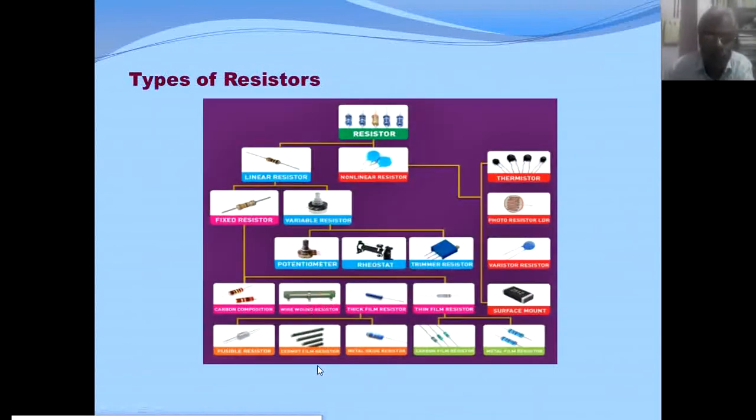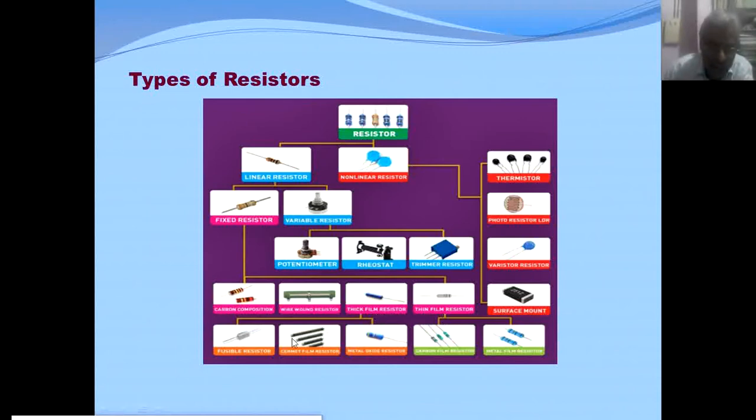There are different types of resistors. First is linear resistors. Second is non-linear resistors. In linear resistors, we have two types: fixed resistors and variable resistors. The variable resistors are further divided into potentiometer, rheostat and trimmer resistors. And the fixed resistors are also divided into different parts, that is carbon composition, wire wound resistors, thick film resistors and thin film resistors.